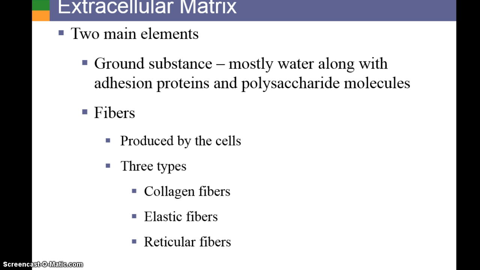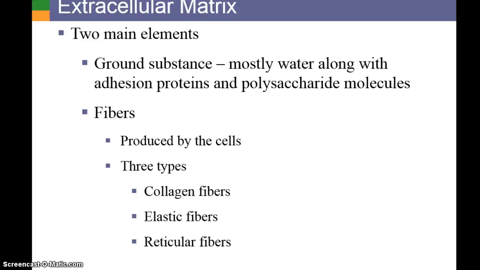Alright, so let's build up on the extracellular matrix, and once again this was an example of connective tissue, and we have 2 main elements associated with this. Bubble A, we're going to talk about the ground substance, and this is the substance that deals with that empty space. It's mostly water along with adhesion proteins and polysaccharide molecules, terms that we should be somewhat familiar with. And what's important to remember with ground substances is they actually fill those empty spaces between cells and the connective tissue.